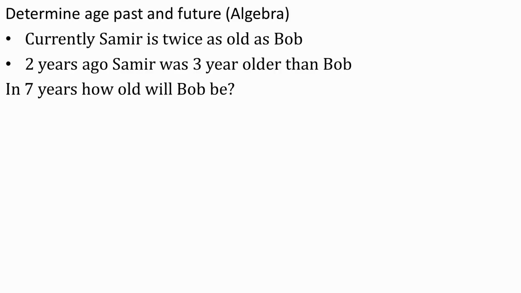In this video, we will determine age. Currently, Samir is twice as old as Bob, and 2 years ago, Samir was 3 years older than Bob. And in 7 years, how old will Bob be? And so this is the question right here. In 7 years, how old will Bob be? If you want to pause the video and attempt this problem, feel free.